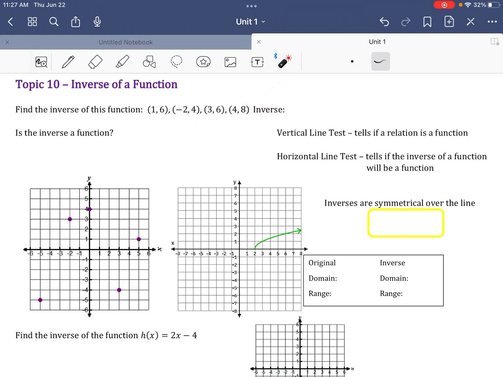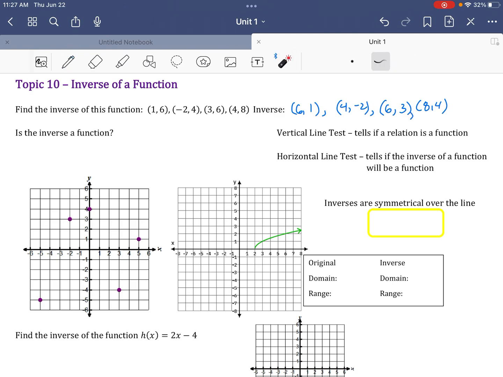Okay? So anyway, this one is a function. I made it that way. So the inverse of this would be when I switch the numbers. An inverse is when you take x and y and you reverse them. So the inverse of 1, 6 would be 6, 1. The inverse of -2, 4 would be 4, -2. That's all you're doing if you have a point. And then it'd be 6, 3, and then 8, 4. So that's an inverse.